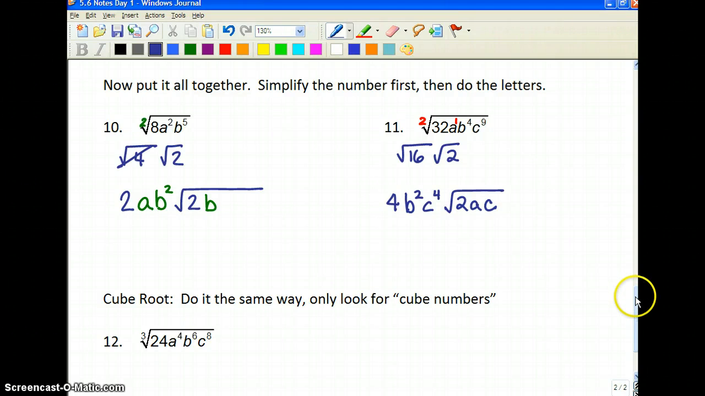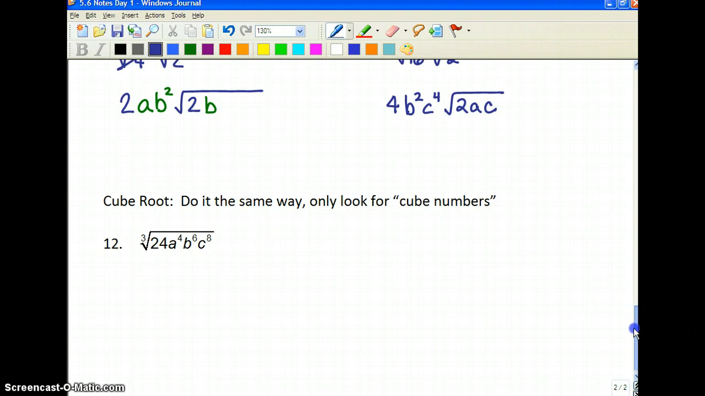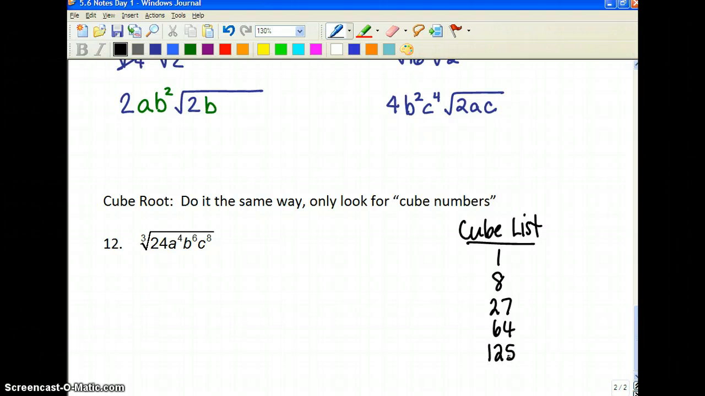All right, what happens if it's not a square root, it's a cube root? Okay, so now they changed this from a square root to a cube root. Well, we have to remember our cube list instead of our square list. So that's 1 times 1 times 1, 2 times 2 times 2, 3 times 3 times 3, 4 times 4 times 4, and 5 times 5 times 5. And they don't usually get much bigger than that. So now we're thinking about this list.